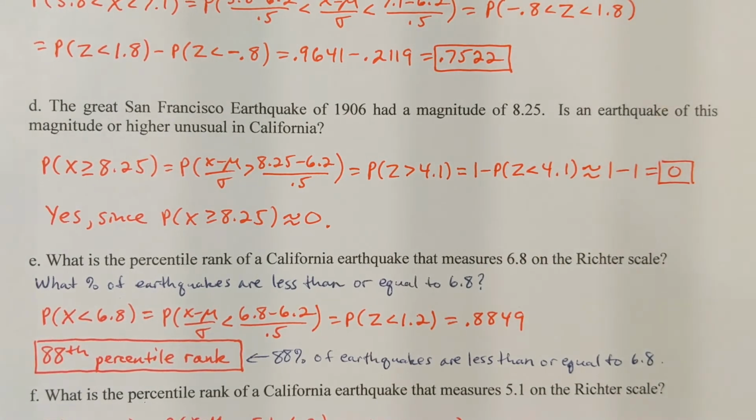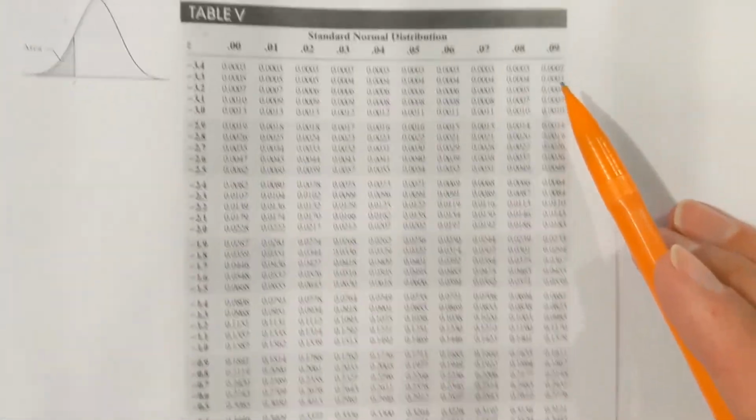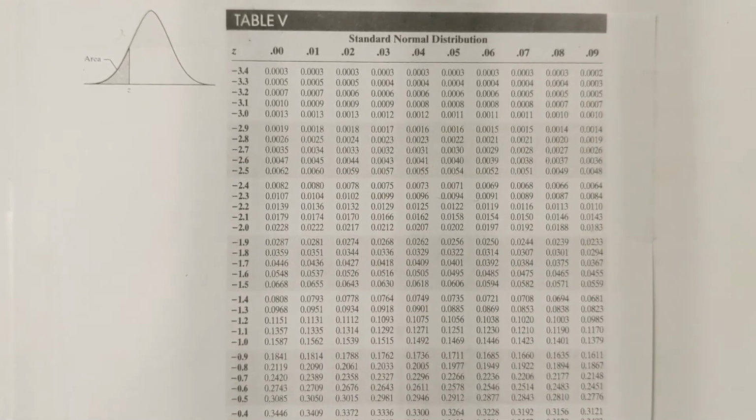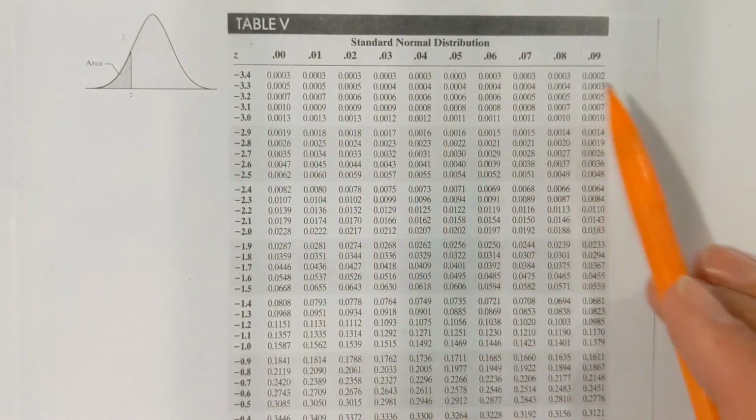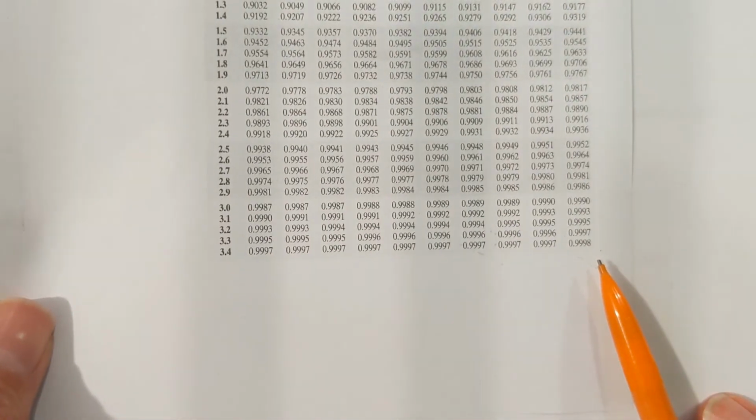If I go to the chart now, notice how 4.1 is not available to me on this chart. The biggest z-score is 3.49, but I hope that by this point you've got an idea of how the chart works. The smallest z-score is negative 3.49 on this chart. The biggest one is 3.49 on this chart.